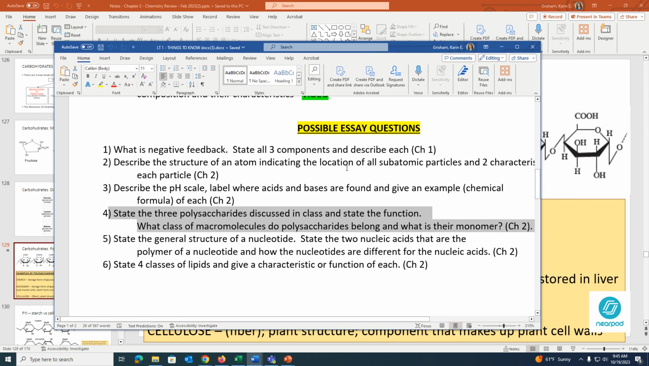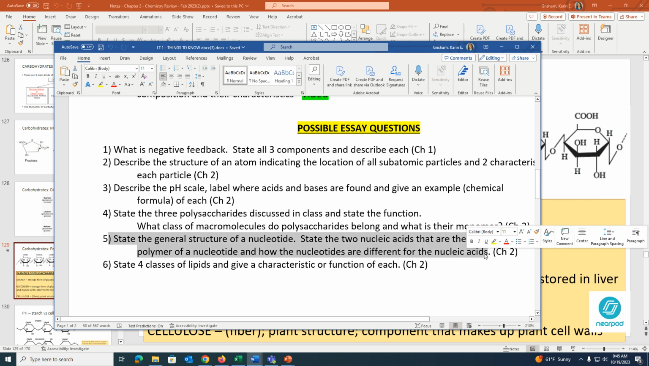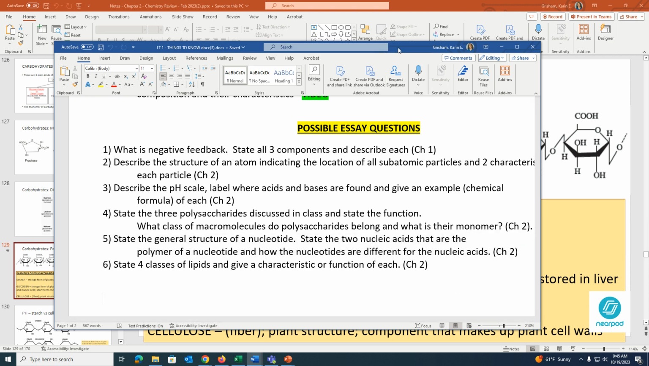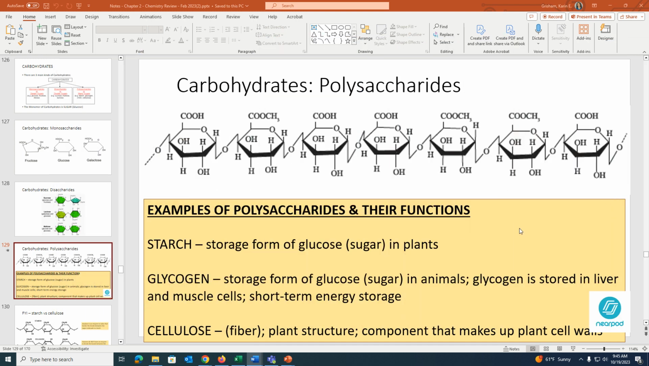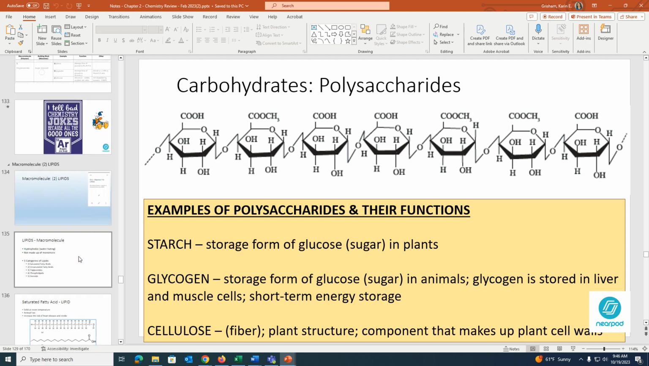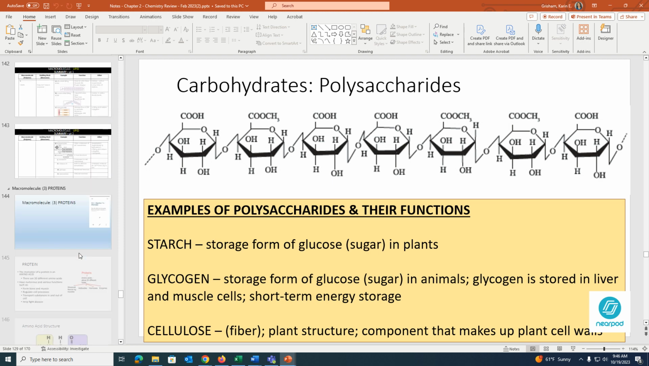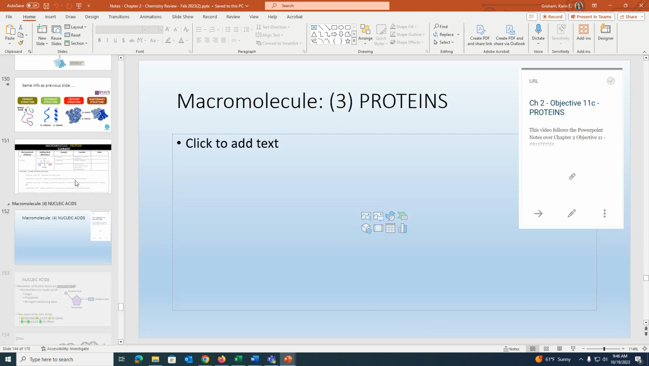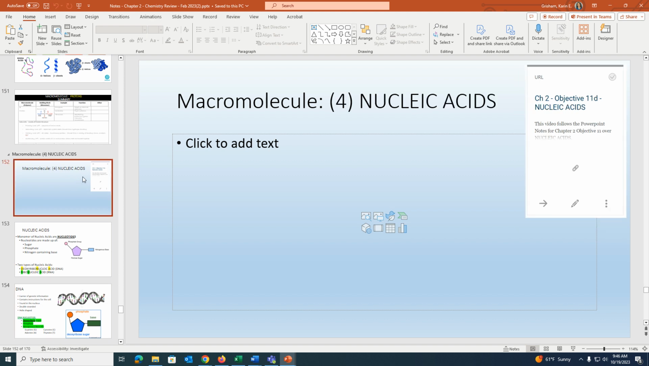Okay, question number 5, or possible essay question number 5. What is the general structure of a nucleotide? State the 2 nucleic acids. What is their polymer and how are they different? So let's go to the nucleic acid macromolecule. So this is going to be about slide 152.